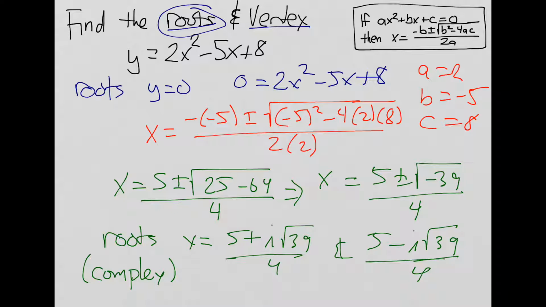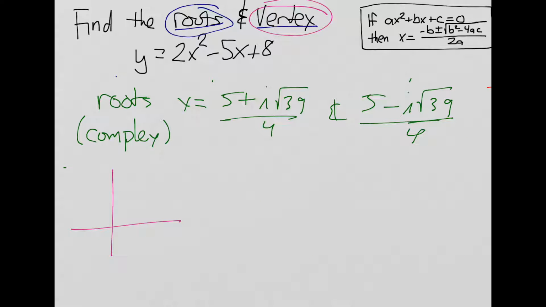They're not real. So these roots are not going to cross the x-axis. Well, there are zeros, but they're not going to cross the x-axis. When we look at this graph, it's going to be somewhere above the x-axis going up. It will never cross. So that's the roots. We can still find the vertex, though. And we can do that with this information we have.